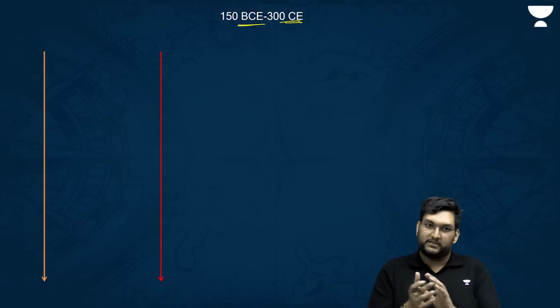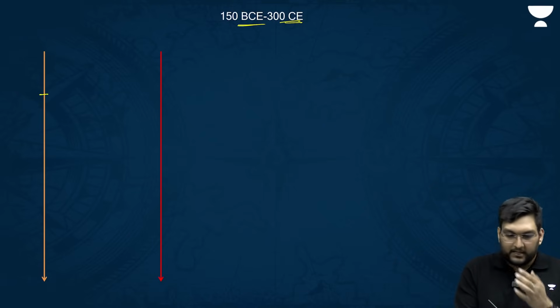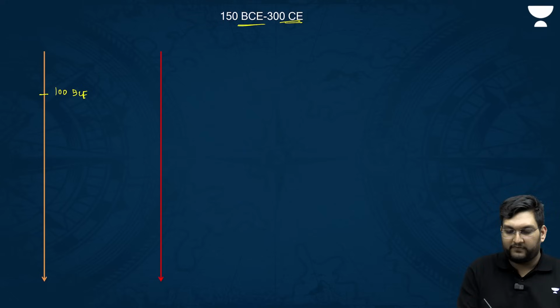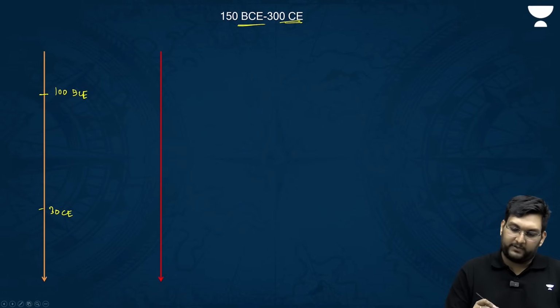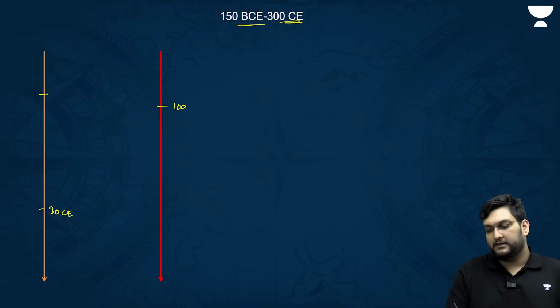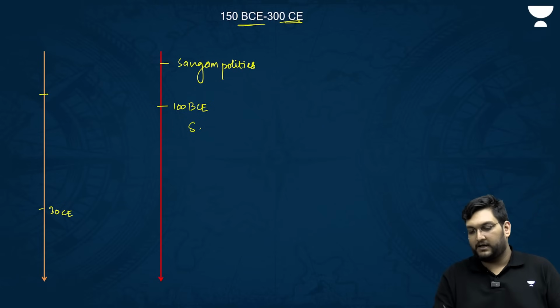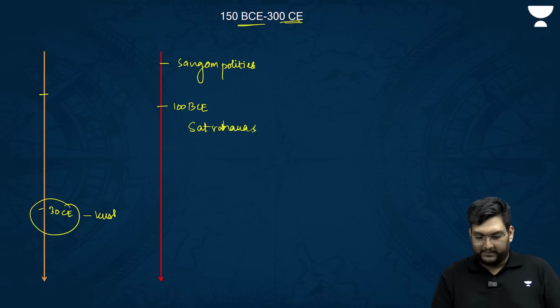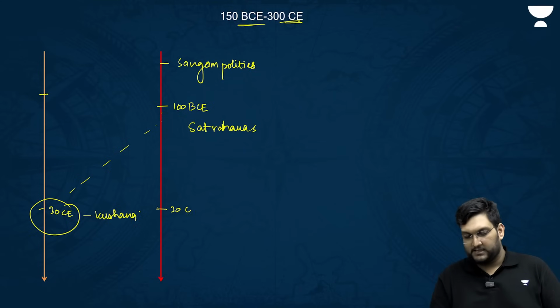you can see that the transition between BC to CE, which is Before Common Era to Common Era, happens between this period, and we have the 100 BCE phase and then the 30 CE phase. We should keep it here, which is 100 BCE, and Sangam polities were there. And 100 BC is the period of the Satavahanas, and 30 CE is the period of the Kushanas. Now, basically both of them will coexist after a point, which is from 30 CE onwards.